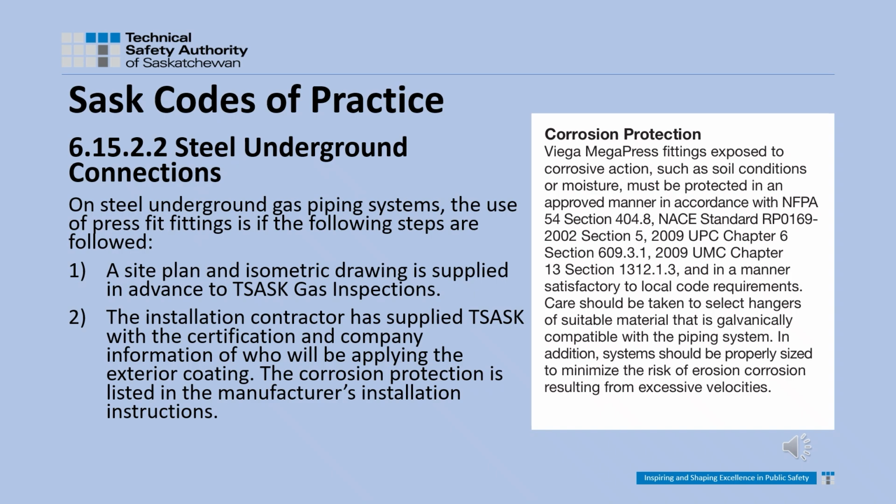6.15.2.2 is an interpretation to 6.15.2, piping connections, in the B149.1 for underground using press fittings. This adds requirements for a site plan and isometric drawing submitted to TSASK in advance of the commencement of work. The second requirement is the submittal of certification and the company name of the company applying the corrosion protection as listed in the manufacturer's installation instructions. These requirements are to ensure that the installation location is archived in our system and the system meets all requirements for decades of safe operation.